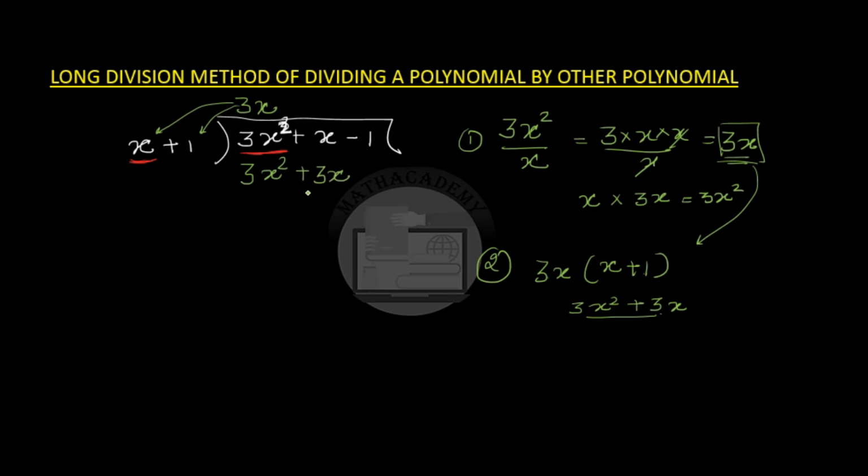We know that we used to perform the subtraction while doing long division with numbers. The same thing we will do. We will try to subtract this term. So 3x square minus 3x square gives you 0, and x minus 3x gives you a negative 2x. And we have to bring down minus 1 here.